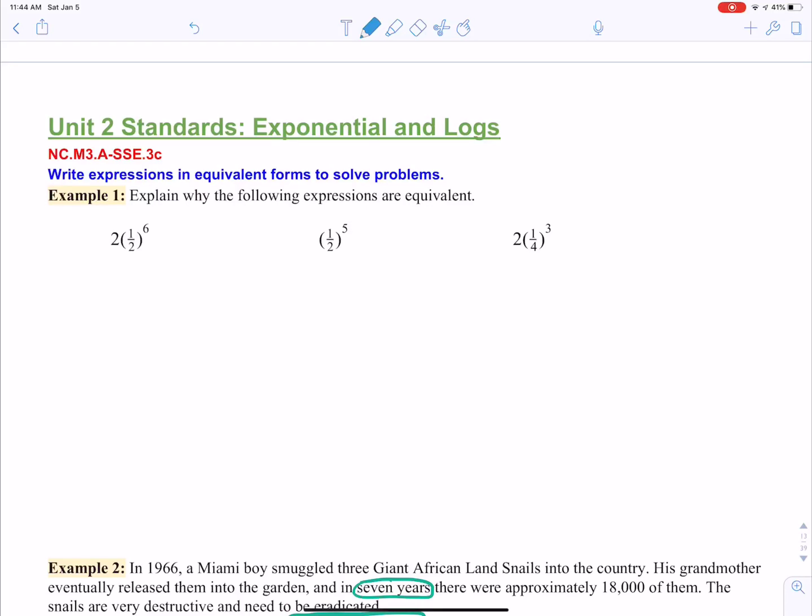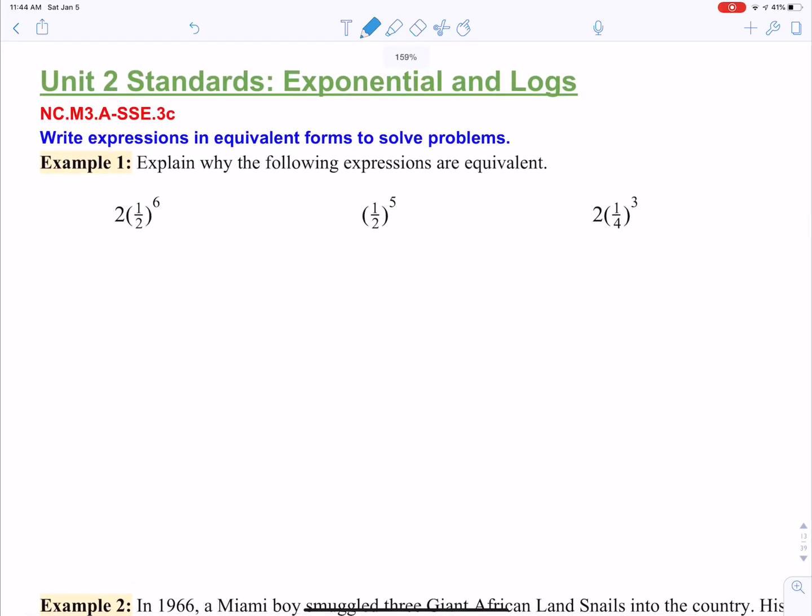Example 1 says explain why the following expressions are equivalent. So I'm going to take the time to write these out because just typing them in the calculator would not show you why they are equivalent. If I take this first part, 2 and then 1/2 to the 6th power, that means there are 6 1/2s. So I'm going to write them out: 1, 2, 3, 4, 5, 6.